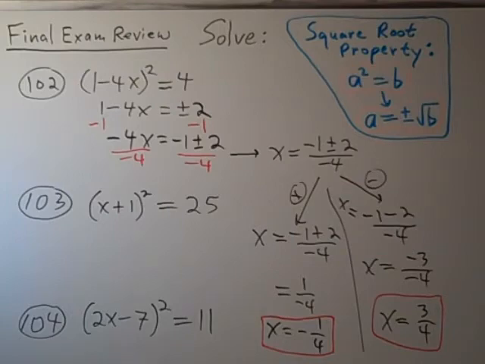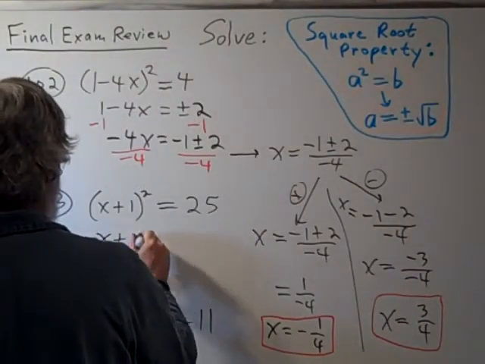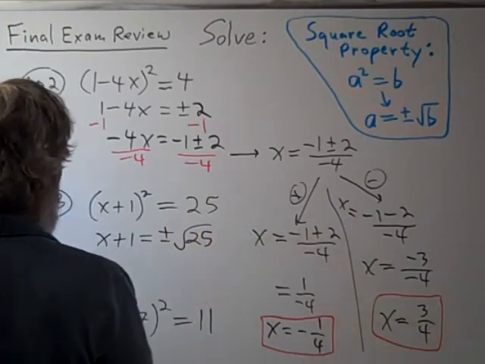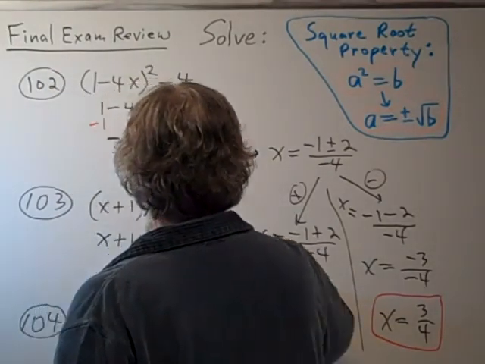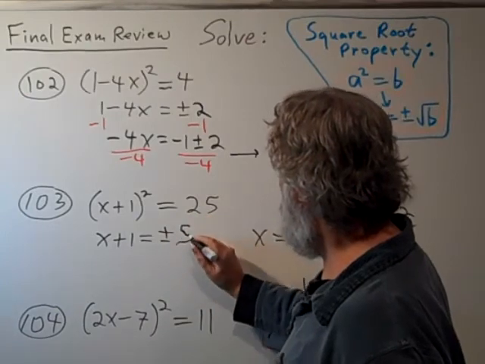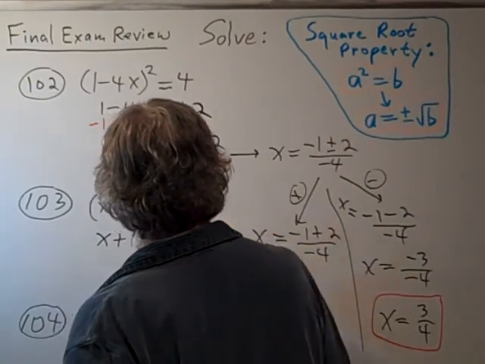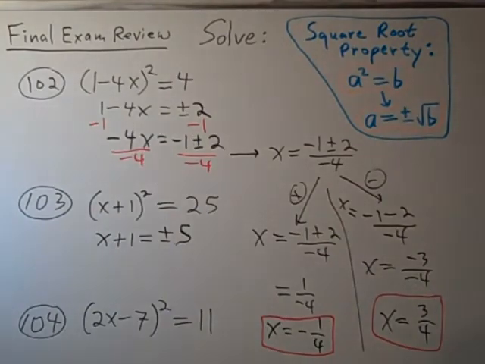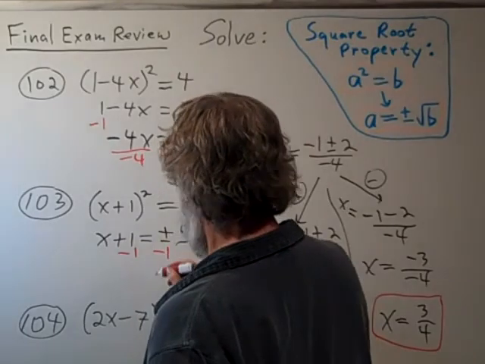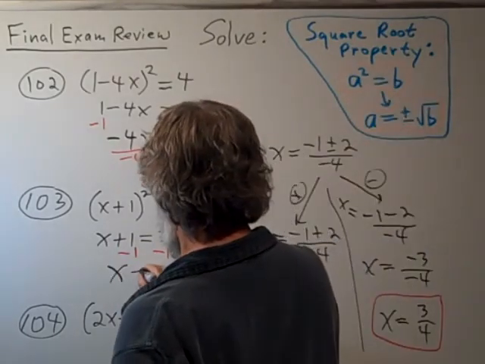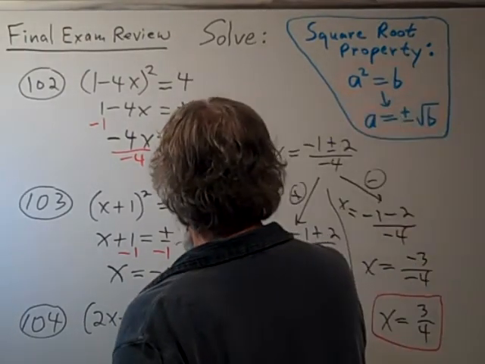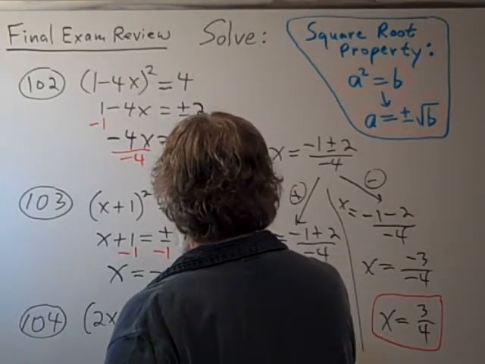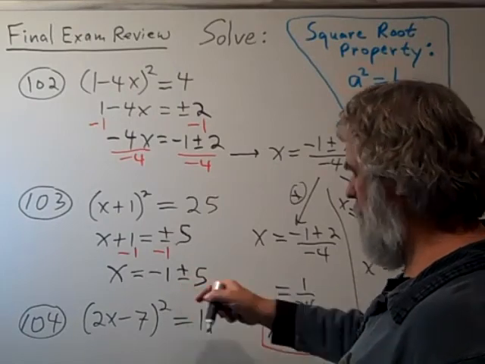Now for problem number 103, again we apply the square root property. So we get that x plus 1 is equal to plus or minus the square root of 25. The square root of 25 is 5. So, subtracting 1 from both sides of the equation, we find that x is equal to negative 1 plus or minus 5. And we get two possible solutions, one by choosing the positive and one by choosing the negative here.